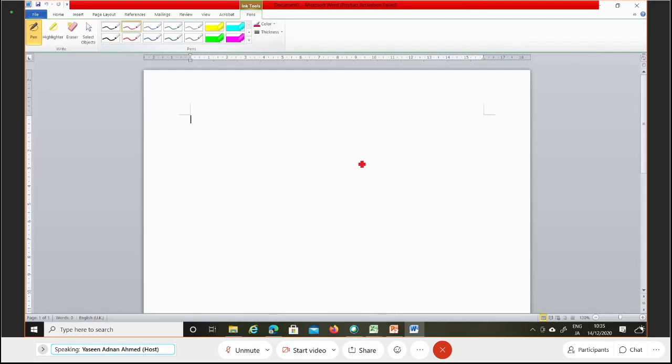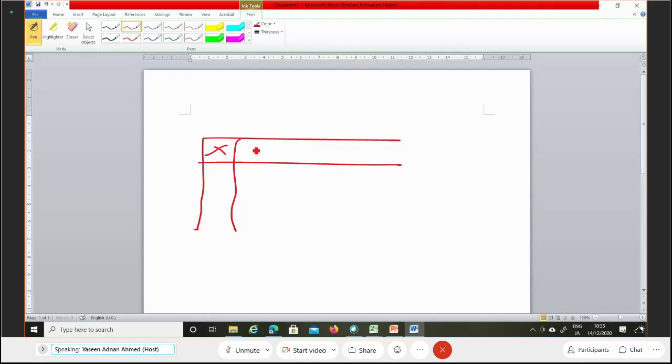Okay, for example, the rectangular rule. What are the values you can find? You can find the value of x. Then the value of y, which means f of x. And then you have the product. That's all, finished.